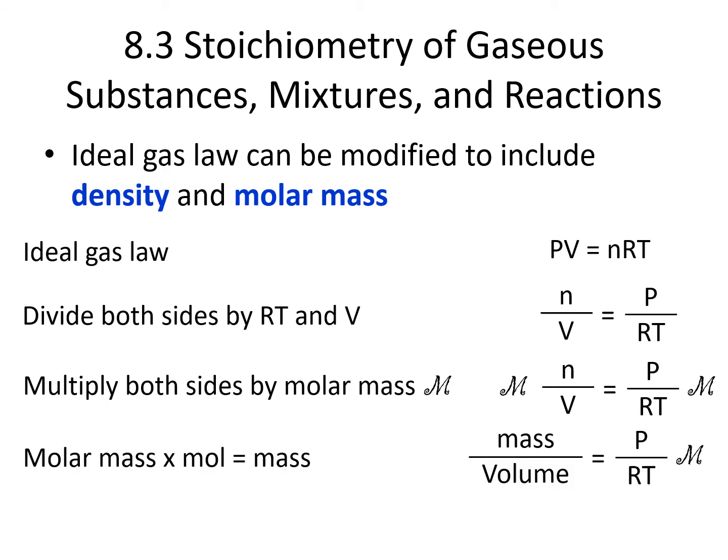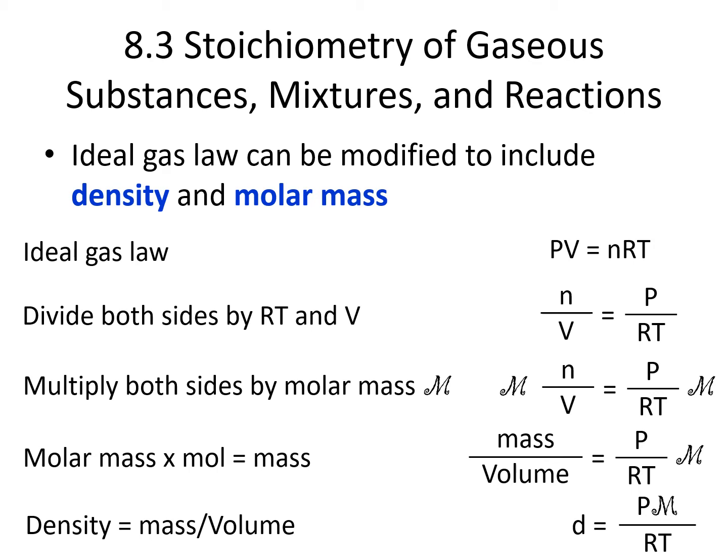When we have our squiggly M and n in the numerator being multiplied together, that's molar mass times moles. So instead of writing squiggly M and n, we can write mass. Now we write mass divided by volume equals P over RT times the molar mass. Since mass over volume is density, we can write density, D, on the left side of the equal sign. On the right side of the equal sign, we have pressure times molar mass divided by RT.